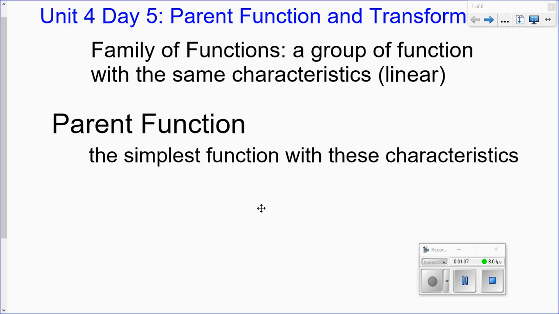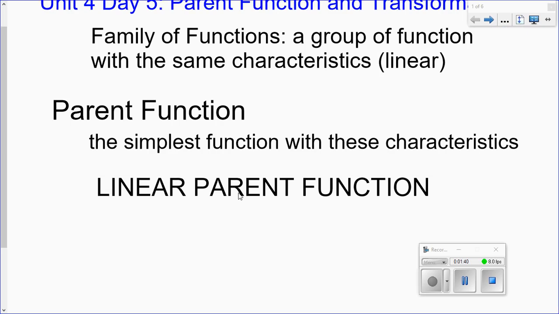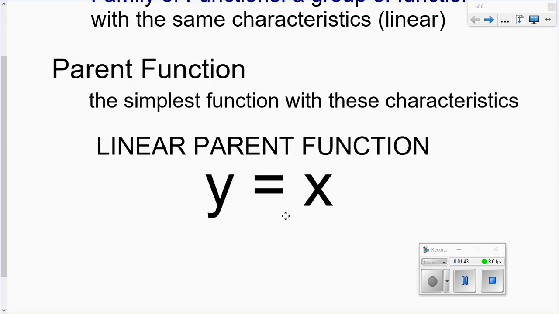So for a linear parent function, that is actually the equation y equals x. Very, very basic. You have the y that you need, you have the x that you need. We still have a slope and a y-intercept in here, but they're the invisible numbers that we don't see. So the slope here is actually 1, and the y-intercept is a +0. It's a perfect diagonal line through the graph that crosses at the origin, and it's got a slope of 1. So it goes up 1 over 1, up 1 over 1 the entire time. So that's the parent function.